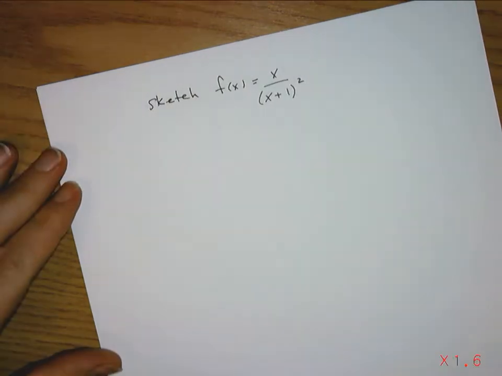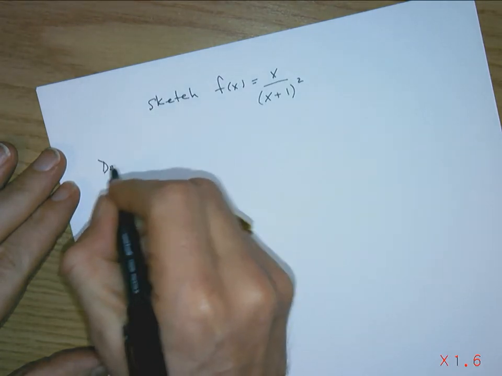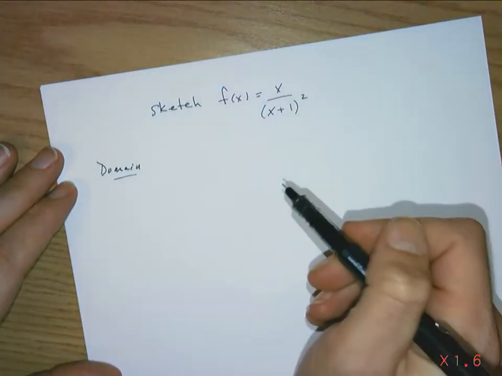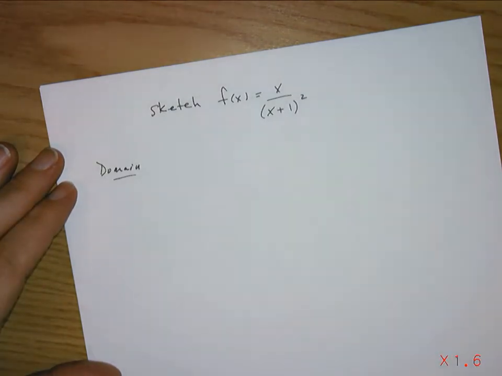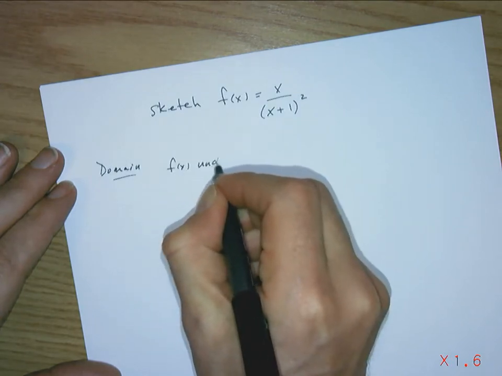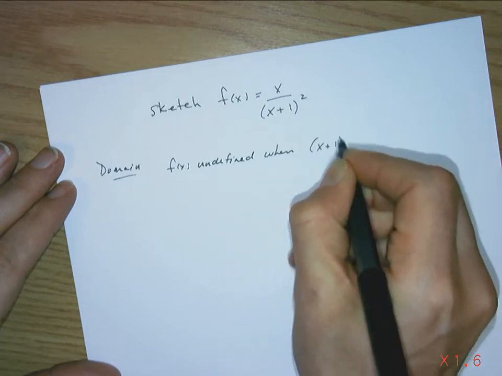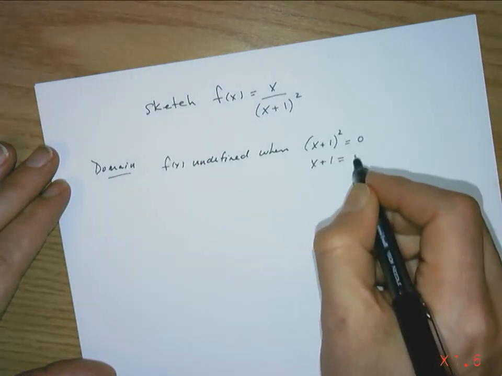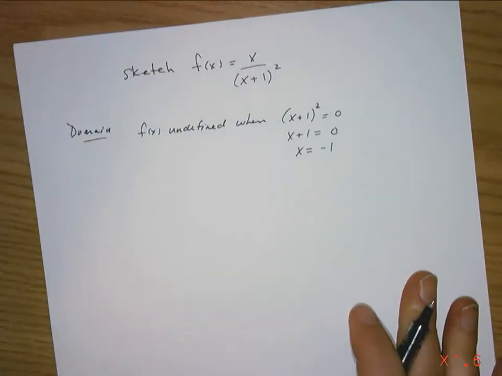So looking at this, we're going to start off by thinking about the domain. Thinking about the domain of this function, you notice that we have x over (x plus 1) squared. You know that division by 0 is not allowed. It's going to be undefined. So f of x is undefined when (x plus 1) squared equals 0. So square root both sides, and you get x plus 1 equals 0, and we get x equals negative 1. So it's undefined when x equals negative 1.